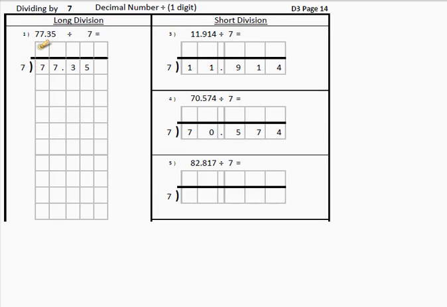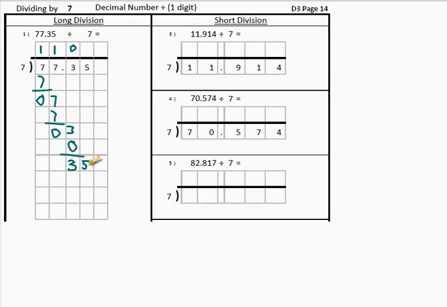Okay, 7 goes in 7 once. 1 times 7, 7. 7 take away 7, 0. My remainder is 0. I bring down the 7. Ignore the point. 7 goes in 7, 1. 1 times 7, 7. 7 take away 7, 0. My remainder is 0. Bring down the 3. 7 goes in 3, 0. 0 times 7, 0. I take away, 3 take away 0 is 3. I have my remainder. I bring down the next number, 5.